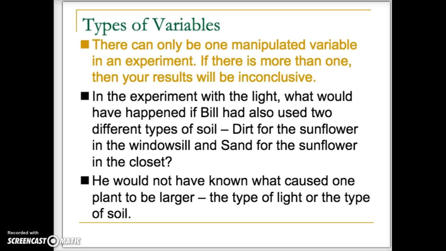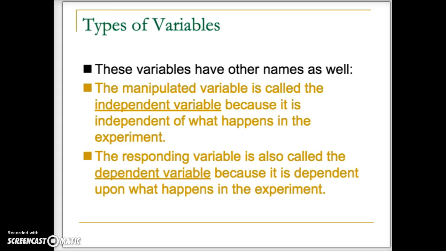And therefore would have been inconclusive. So that's why you only have one manipulated variable in an experiment.